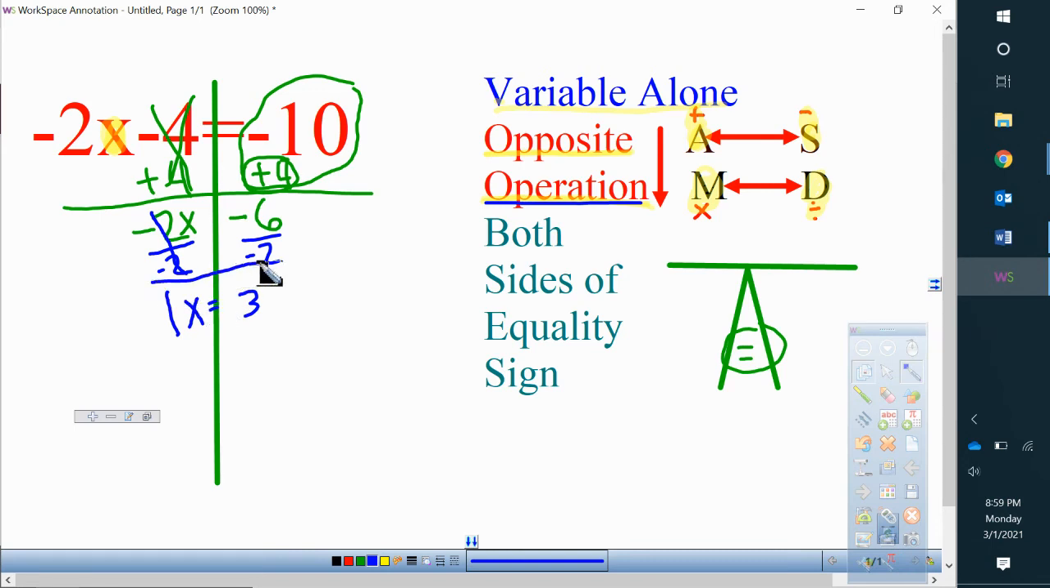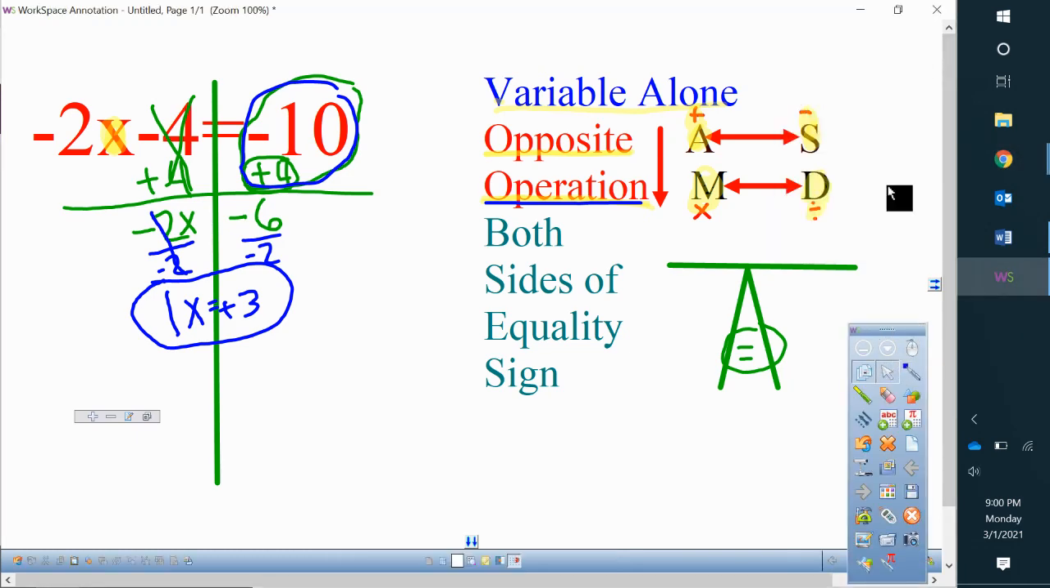Now, if the signs are different and I'm dividing, the answer would be negative. However, if the signs are the same and I'm dividing or multiplying, the answer will be positive. Okay? So remember, the rules up here for addition and subtraction are different than the rules for multiply and divide. So a lot of kids get that confused. If the signs are the same and I'm dividing or multiplying, the answer is going to be positive. Okay, but that is only for multiply and divide.